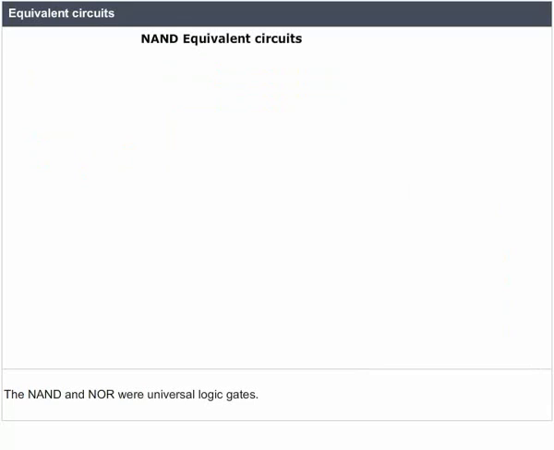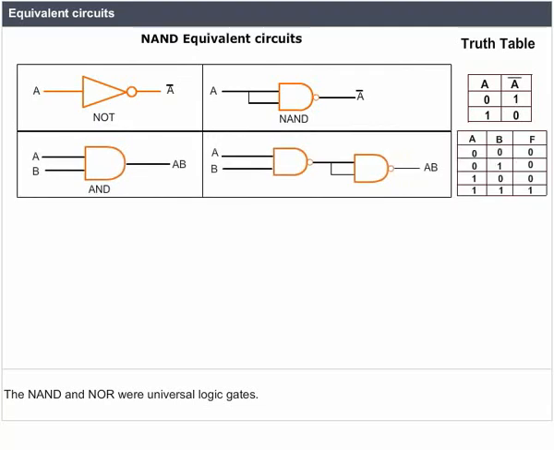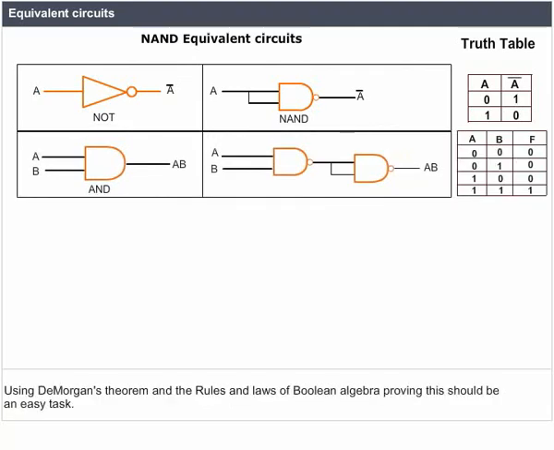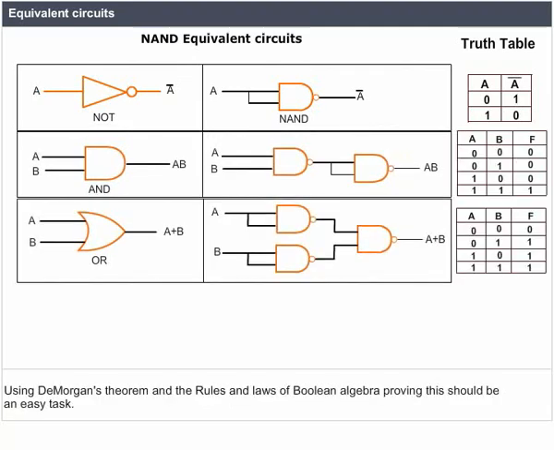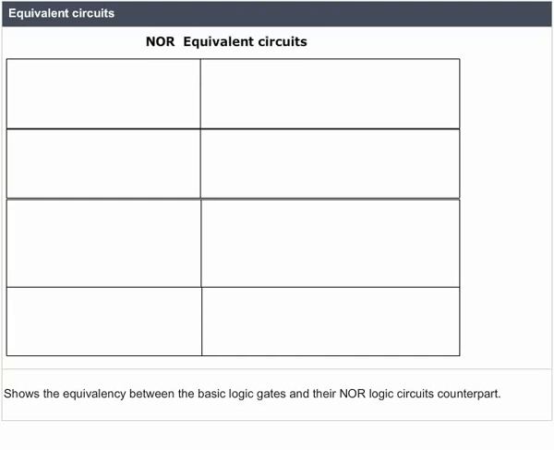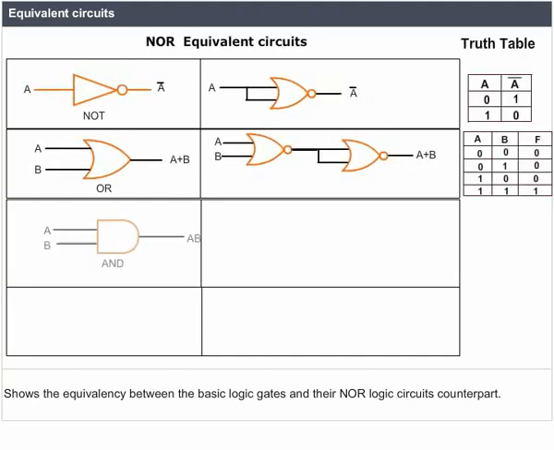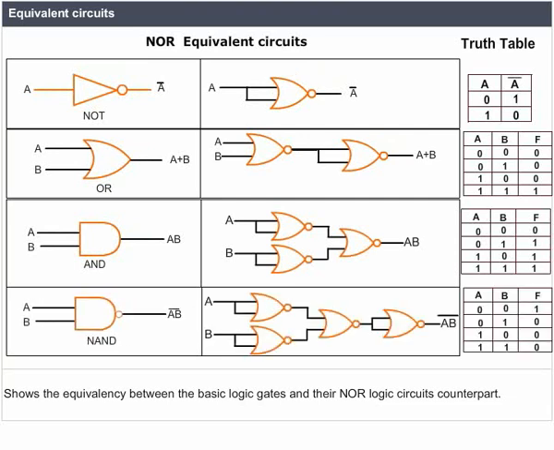Equivalent circuits. The NAND and NOR are universal logic gates. Using De Morgan's theorem and the rules and laws of Boolean algebra, proving this should be an easy task. This shows the equivalency between the basic logic gates and their NOR logic circuit counterparts.